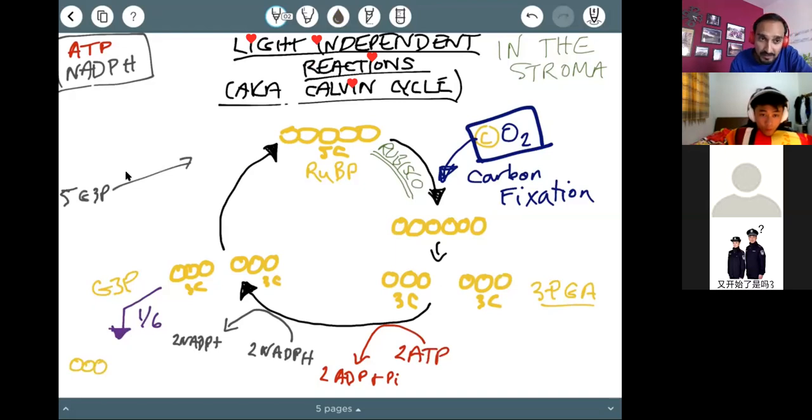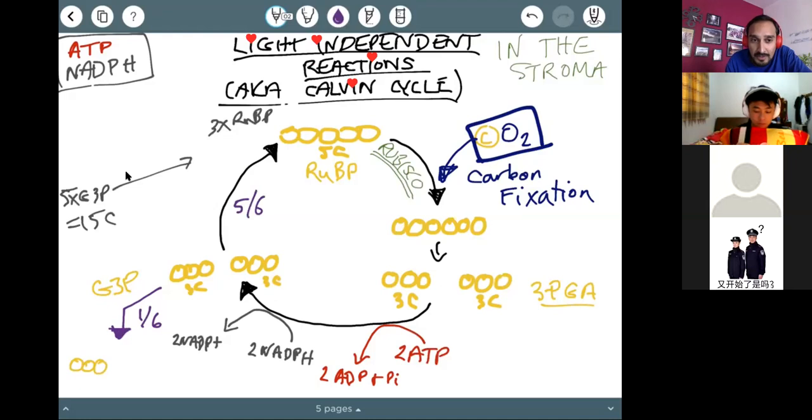How many carbons are in 5 G3Ps? 5 times 3, 15 carbons, right? So how many RuBPs can I make with 15 carbons? 3. Boom. So what we're saying is for 1/6 of the G3P being removed, 5/6 continues as part of the Calvin cycle to reform RuBP.